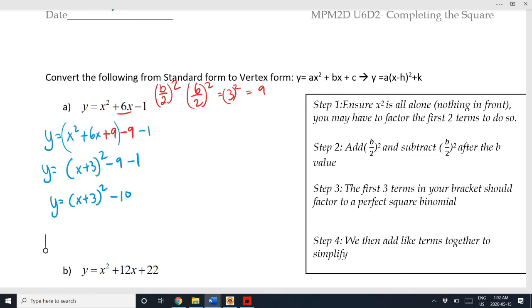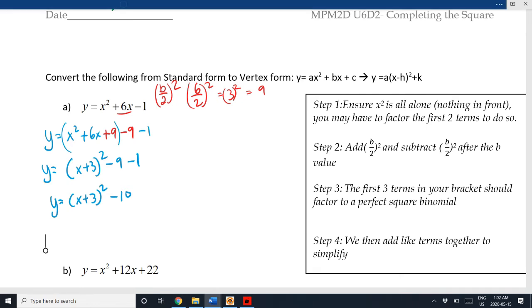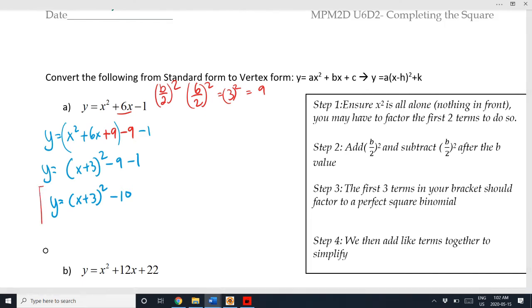Okay, so we really haven't changed the values within this equation, but we were able to convert from standard form to vertex form. So this is the vertex form of the equation y is equal to x squared plus 6x plus 1. Let's try another example.